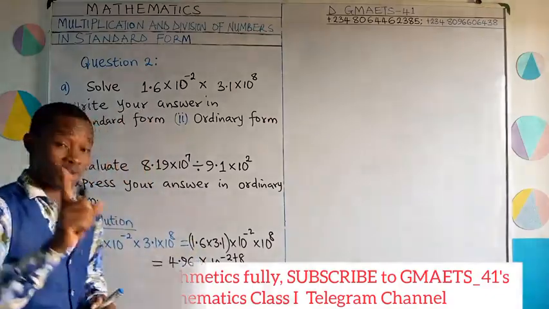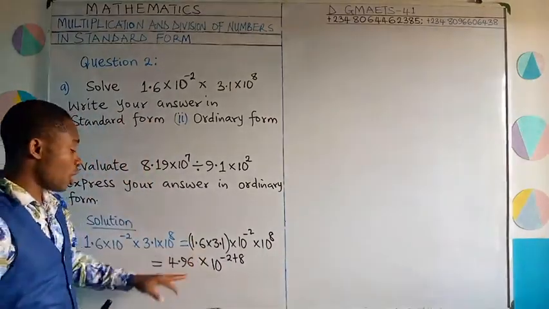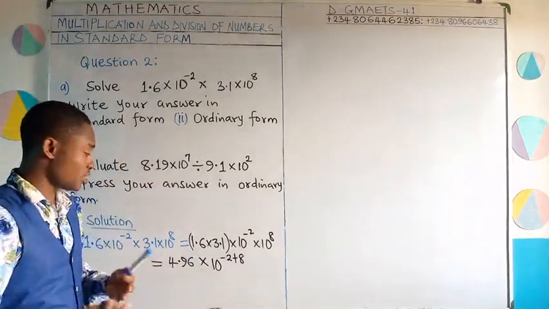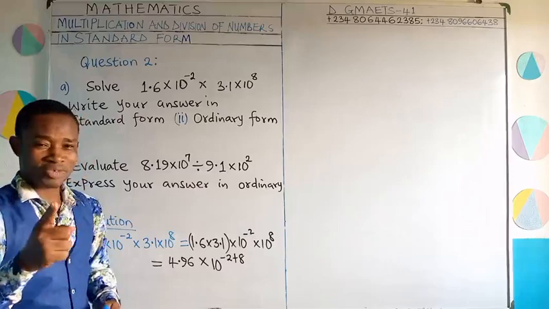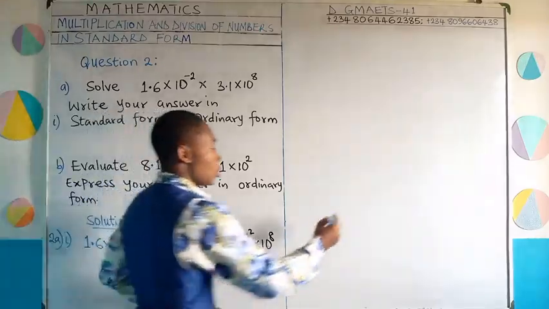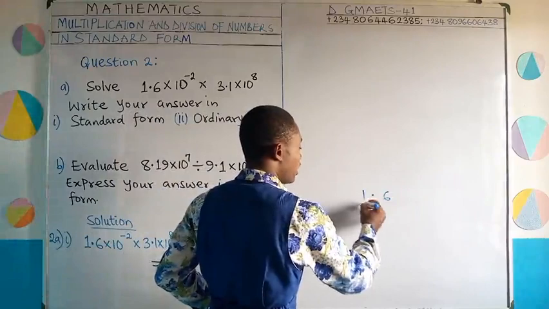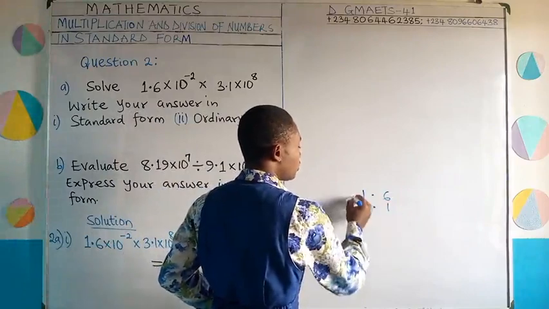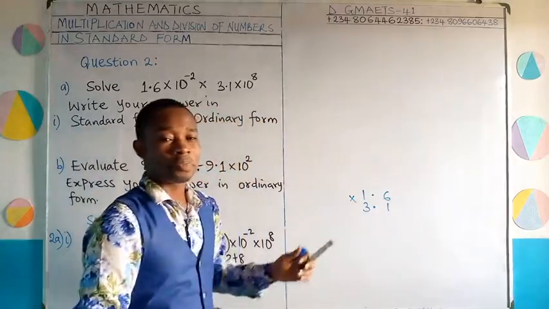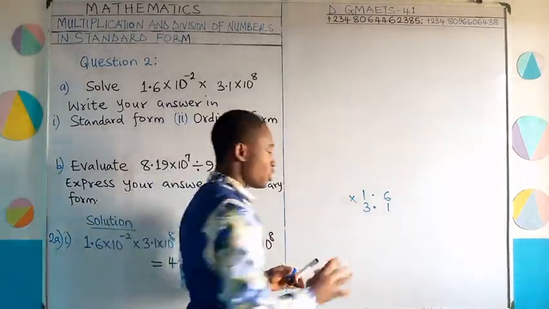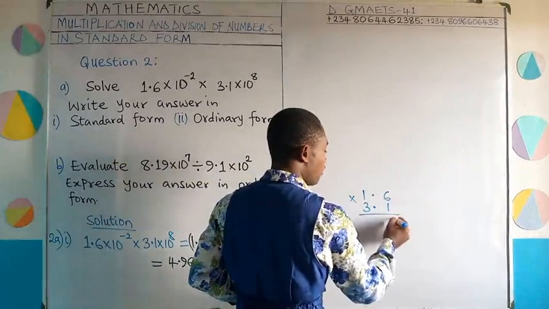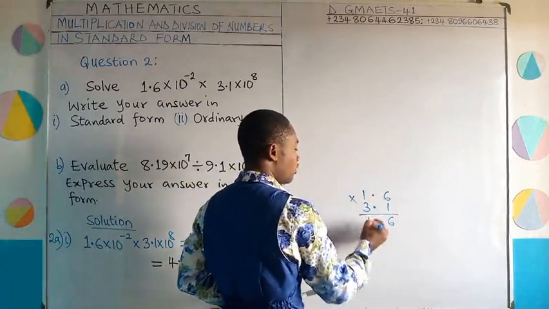But anyway, let me just do something for you. Let me quickly show you how I got the 4.96 in case you have challenge. But I've told you what to do, okay? 1.6, we are multiplying it by 3.1. Good. Now we are going to carry out this multiplication as if there is no decimal point. We go 1 times 6 will give us 6. 1 times 1 will give us 1.